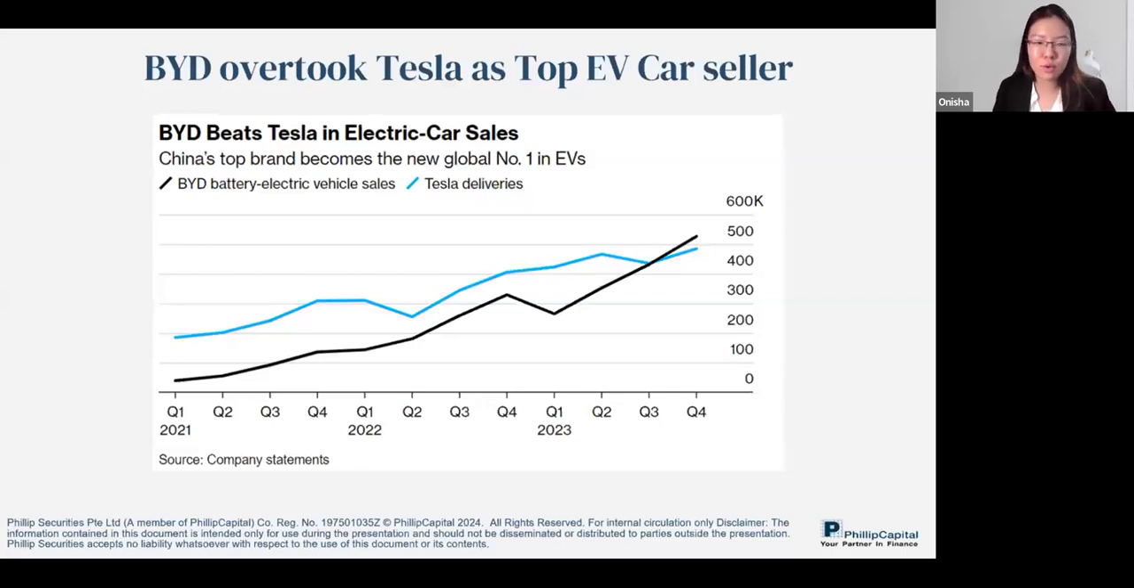So let's look at this. As of the last quarter of 2023, BYD actually overtook Tesla as the top EV car seller, where BYD sold 526K while Tesla only sold around 404K EV cars. As BYD has accelerated into the fast lane, it is fresh evidence of just how competitive the EV market has become. And it might be hard for Tesla to swerve back as the head of the pack.